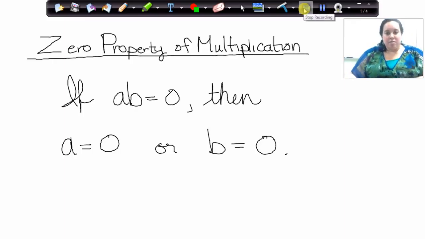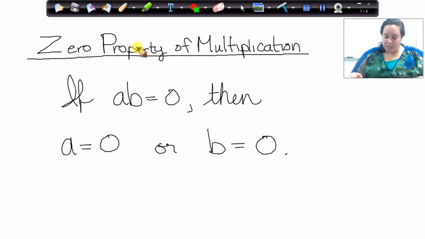Today we're going to talk about solving quadratic equations. There are a few ways to do it. The first one that's going to be addressed in this video is solving by factoring. We have the zero property of multiplication, which lets us solve things that are factored and then equal zero.